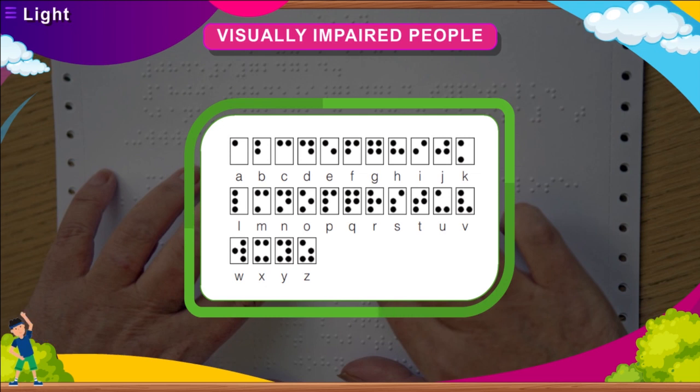Braille consists of patterns of raised dots arranged in cells of up to 6 dots in a 3x2 configuration. Each cell represents a letter, numeral, or punctuation mark. There are 63 dot patterns in the Braille system.